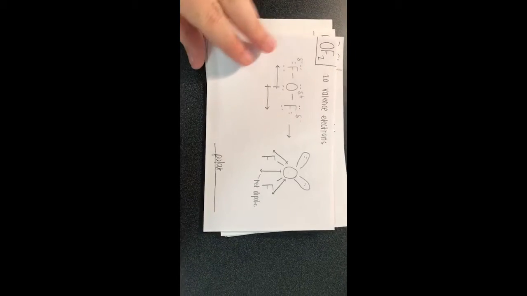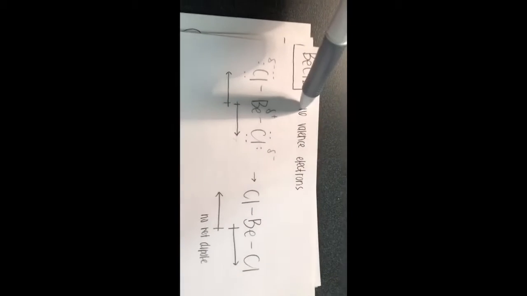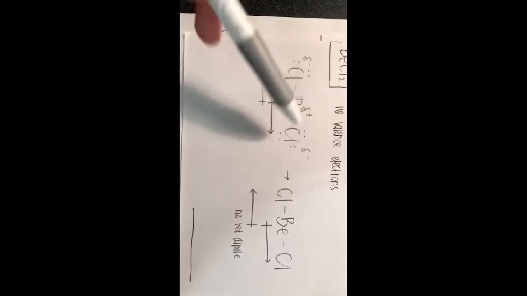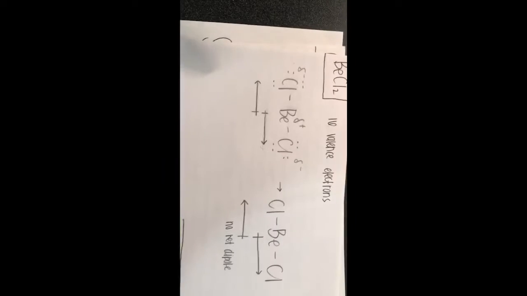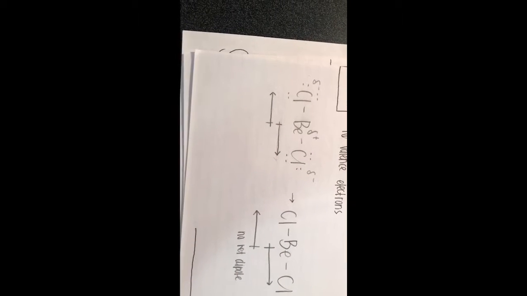There we go. So that's OF2. So the next molecule is going to be BeCl2. BeCl2 has 16 valence electrons. So to create our Lewis structure, Be is going to be your central atom, Cl is going to be on the outside.